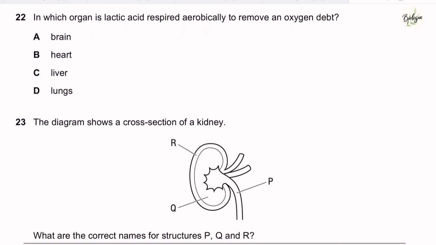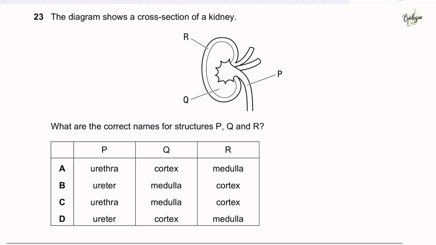Okay, question 22. In which organ is lactic acid respired aerobically to remove oxygen debt? This is the liver. Remember, the liver is responsible for breaking down the lactic acid to make sure we do not have accumulation of the lactic acid, which can be toxic to our body cells. So it is C.